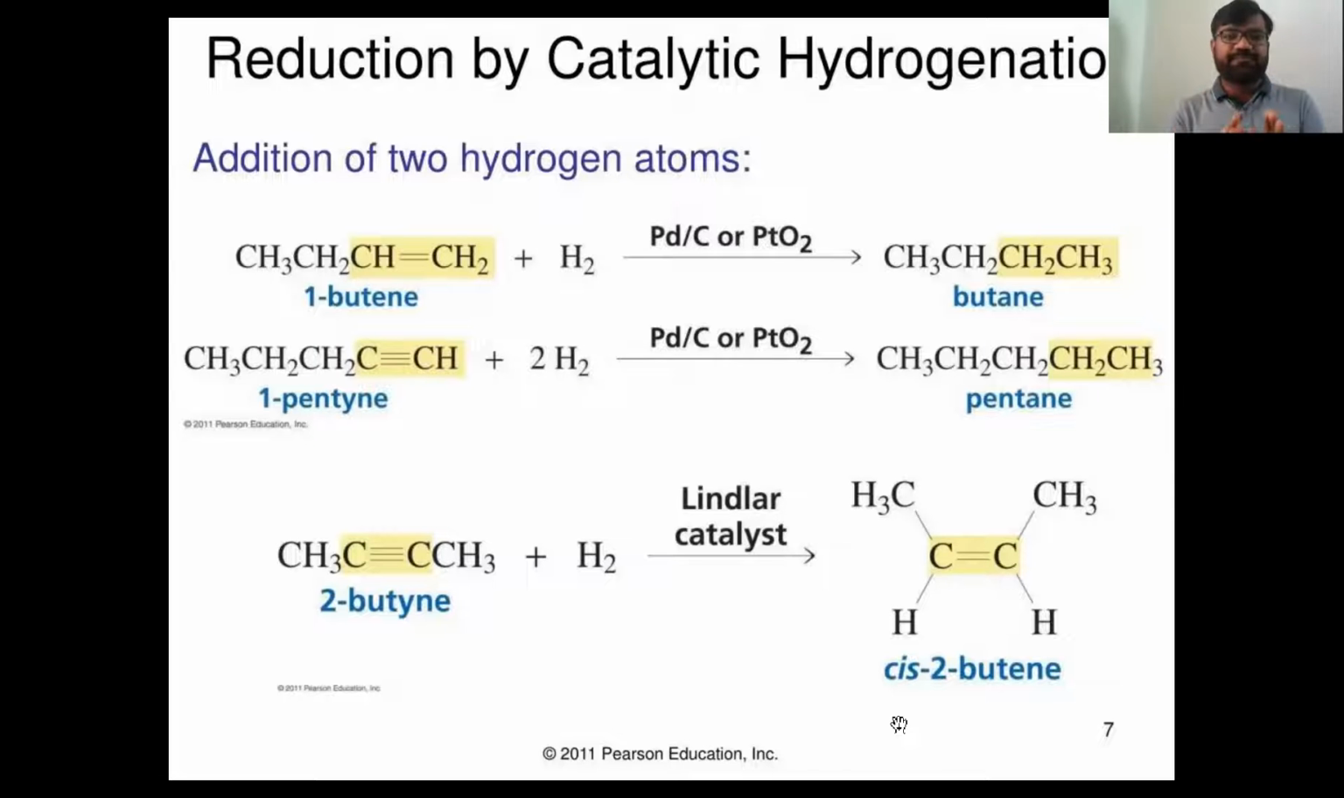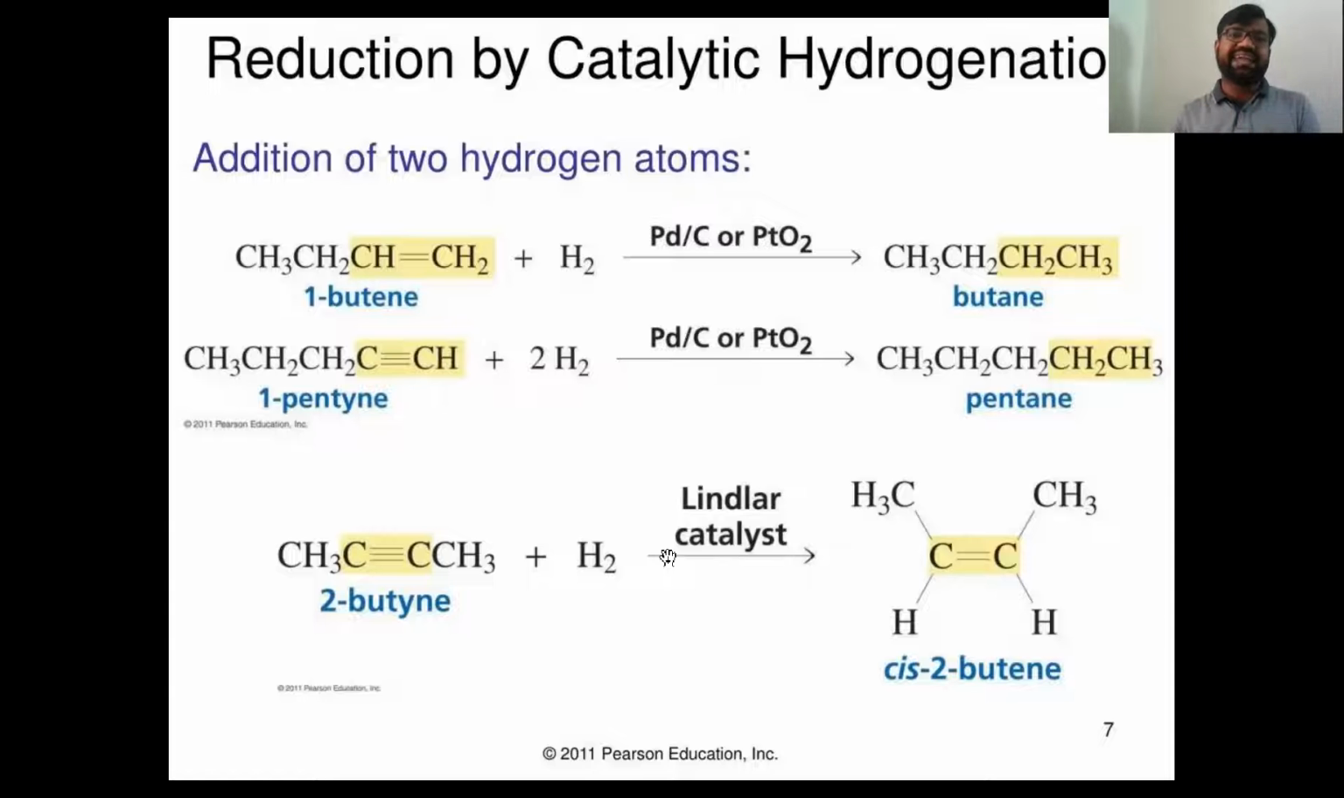And friends, stereochemistry is also obtained selectively. This alkene we obtain has cis geometry. Cis means, you know very well, that the two hydrogens are present on the same side of the double bond, and it is termed as cis.